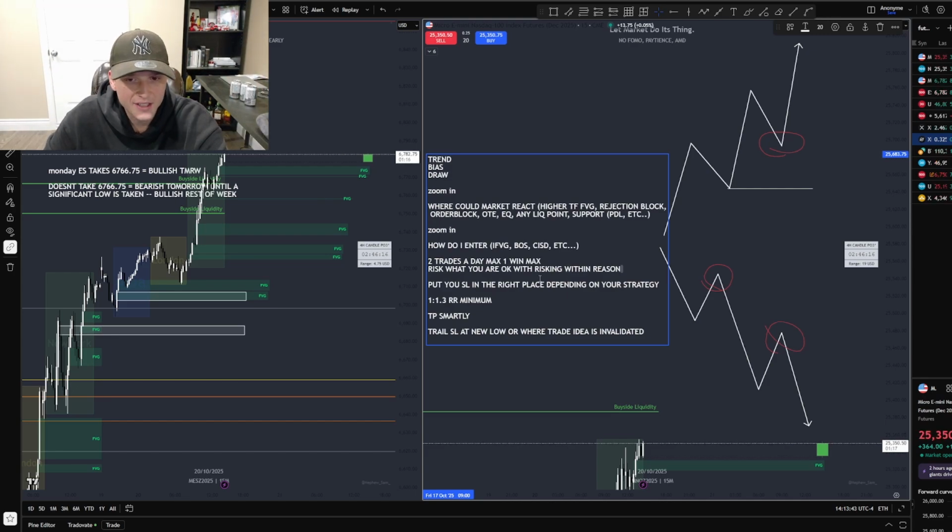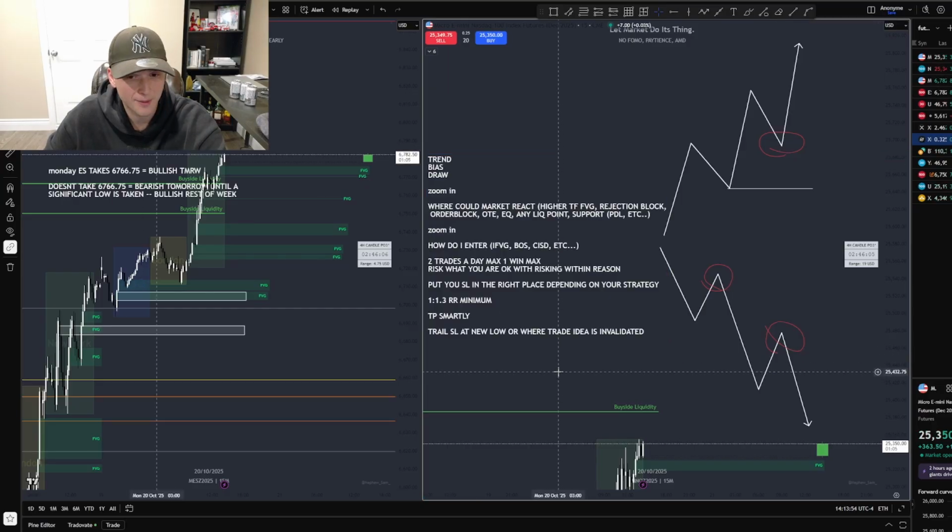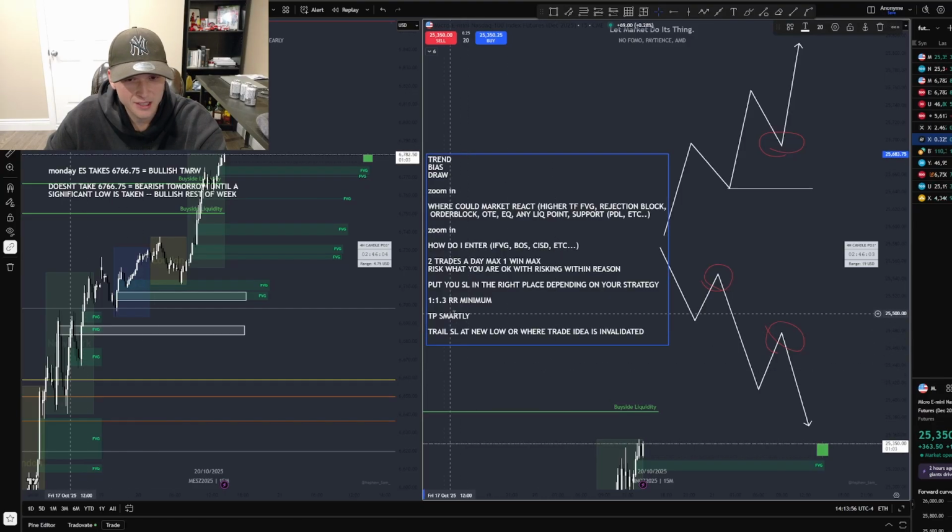2 trades a day max, 1 win max. So if you win your first trade, you're done. Okay, but you get 2 tries at this. And this is basically how I've been living for the past 3 years, very comfortably, I might add. And yeah, basically TP smartly.